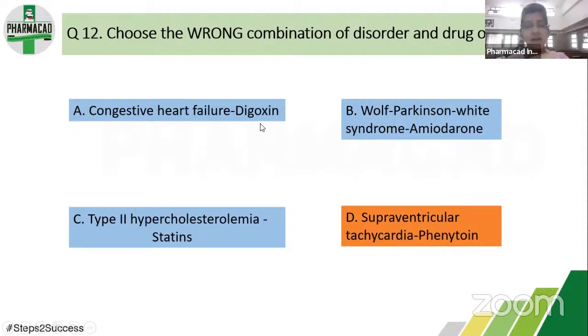As you know, congestive heart failure has digoxin as a very major drug that is given. Similarly, Wolff-Parkinson-White syndrome has amiodarone as a drug of choice due to its action and due to its longer duration of action. Type 2 hypercholesterolemia has statins like lovastatin, simvastatin, rosuvastatin, etc. So why is it option D, which is the incorrect or wrong combination?